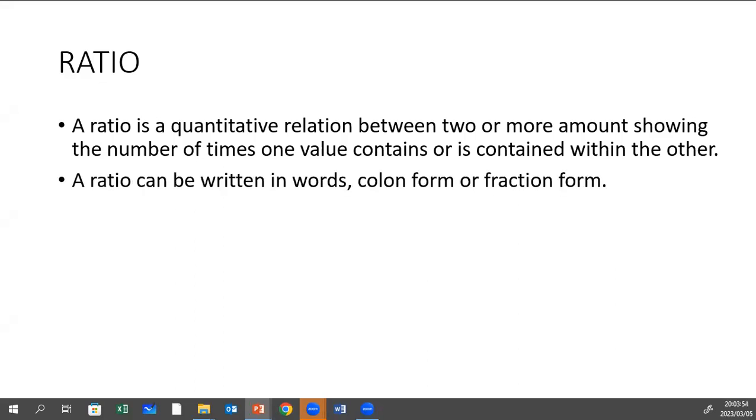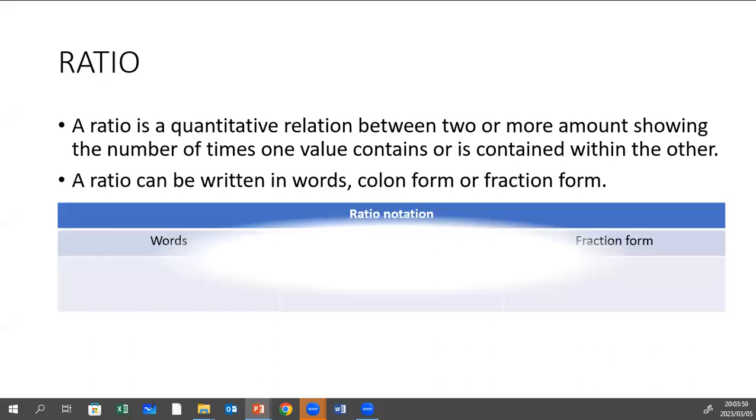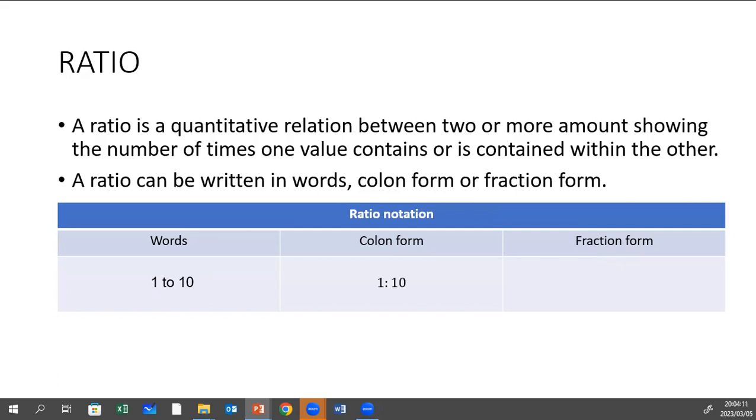A ratio can be written in words, column form, or fraction form. In words, we can write it as 1:10. In column form, we can write it as 1:10 with columns in between. And as a fraction, it can be written as 1/10.